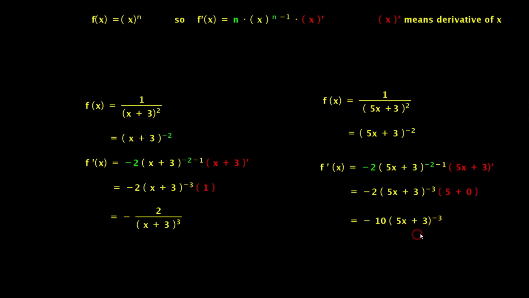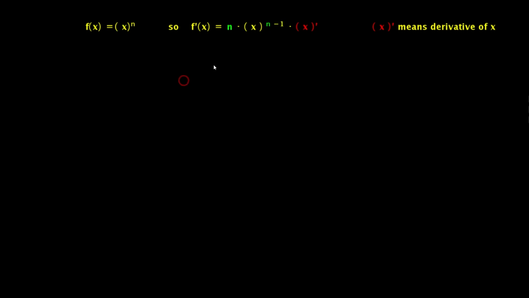So simplification, we can't leave a negative exponent. It's going to be -10 on the top, and 5x plus 3 becomes the power of 3 and goes down. That's it. That's the final answer. I'm trying to introduce the chain law in a very simple way. The way I thought is simple, and I will be glad if it's simpler to you.